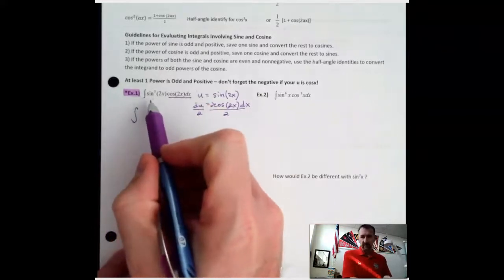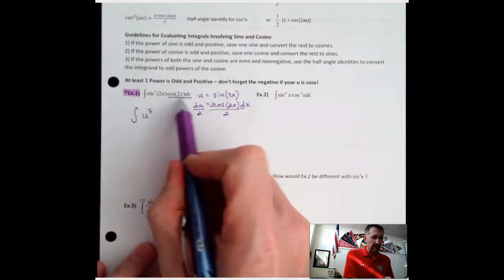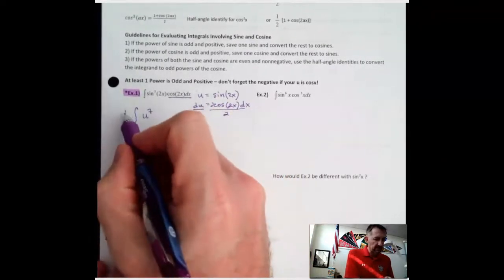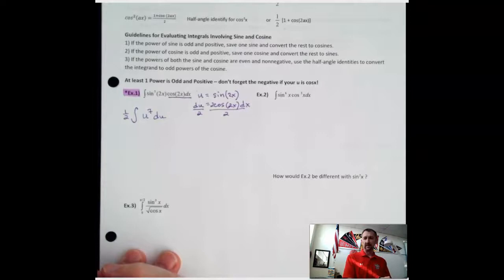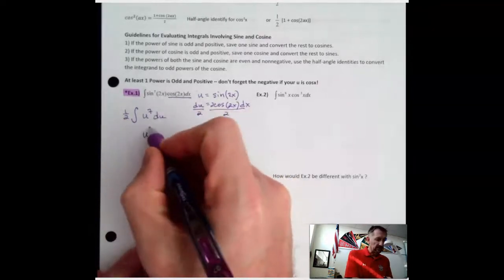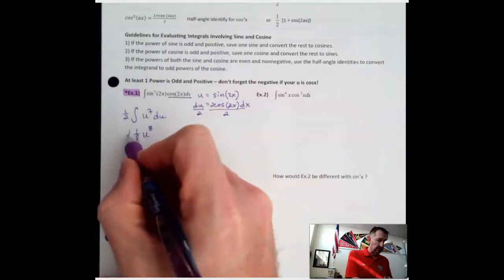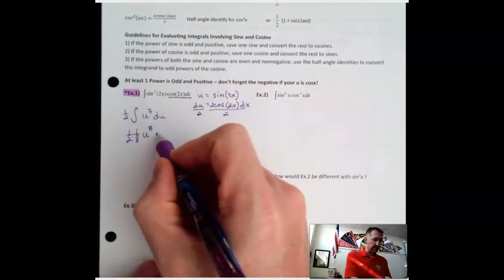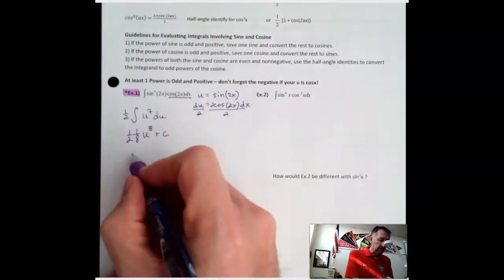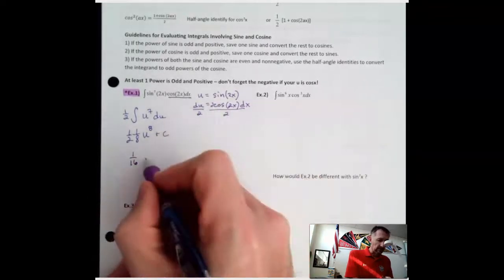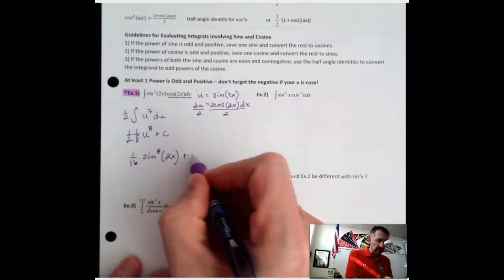So this is going to be u to the 7th, and this becomes 1/2 du, so we put a half out there and du right here. And then that's nice. Okay, so if we add 1 to the exponent and divide by the new exponent, that would look something like that. And then we can switch that back. So that's going to be sine to the 8th of 2x.